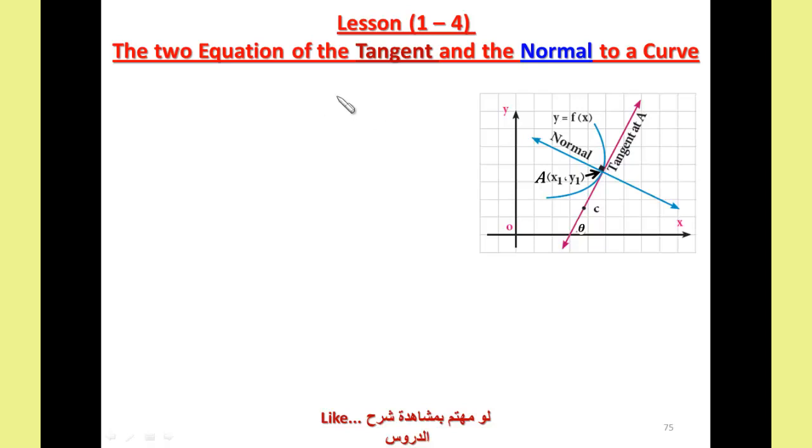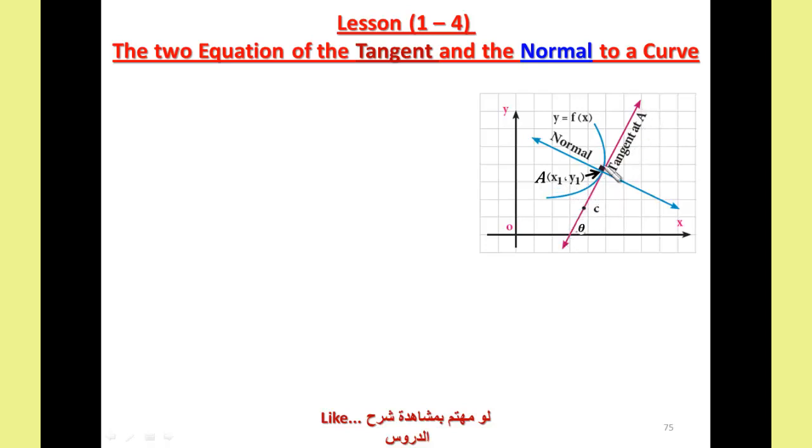We continue today, or rather we start together today, lesson 1-4. The first part is the equation of the tangent and the normal to a curve. If we have a curve like the one here, y equals f of x, at the point A of coordinates x1 and y1 we have the tangent at A.